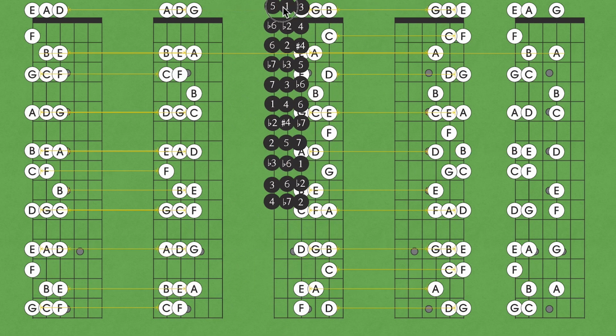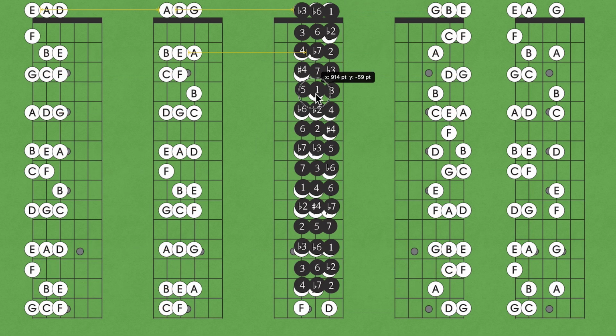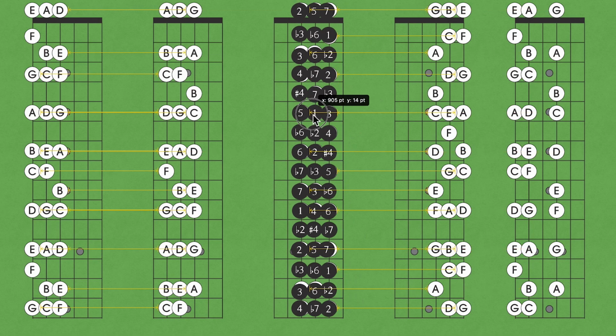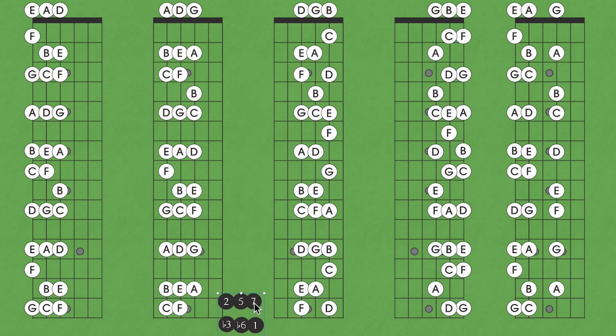So you see, if G is the 1, it's the 3 and the 5, or if C is the 1, then we have 5, 7, 2, which is the G major chord, and 1, 3, 6, which is the A minor chord. In any case, once again, adjacent strings make it easy to find chords.